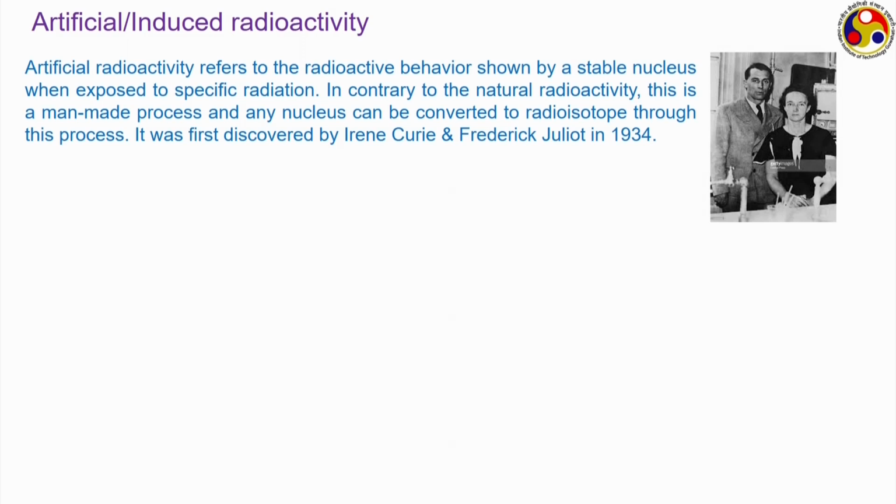This is definitely a man-made, very artificial process, and it is a very important concept to have, because if we can identify exactly for which kind of radiation any given nucleus will show radioactivity, then we can convert any isotope to something else. I can say that any natural isotope can be converted to a radioisotope only by subjecting it to some kind of suitable radiation.